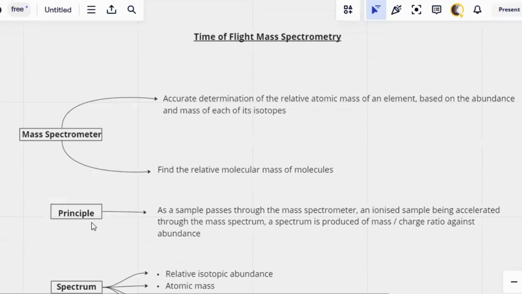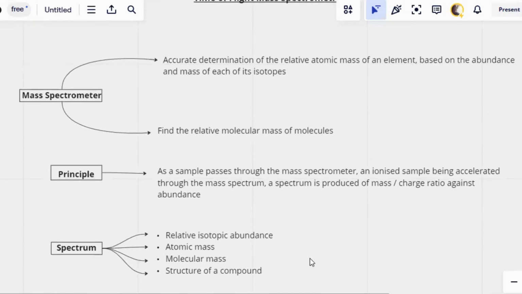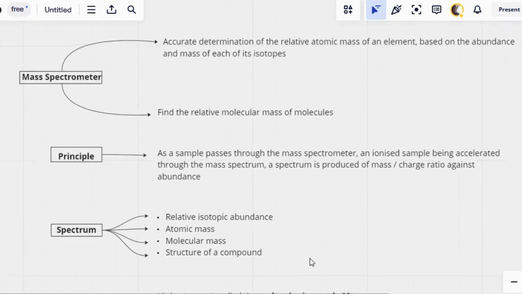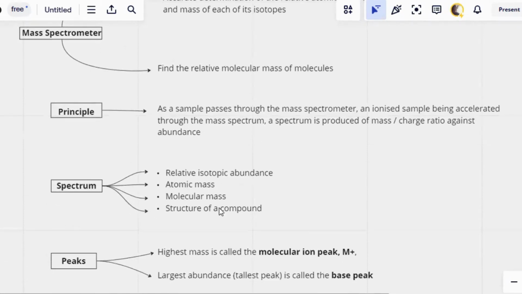So, what is the principle behind the mass spectrometer? Basically, as a substance passes through the mass spectrometer, a spectrum is produced of mass to charge ratio against the abundance. The spectrum can be used to find the relative isotopic mass, the relative isotopic abundance, the molecular mass, or the structure of a compound.